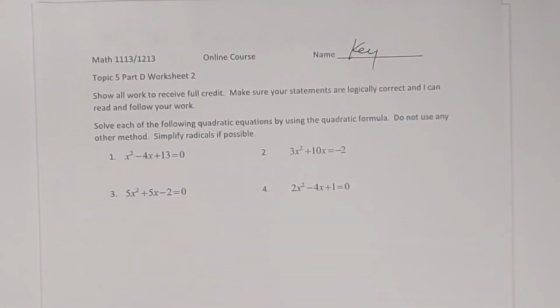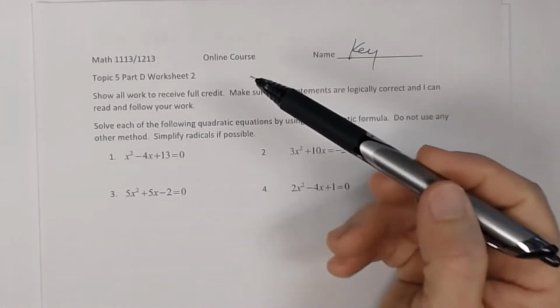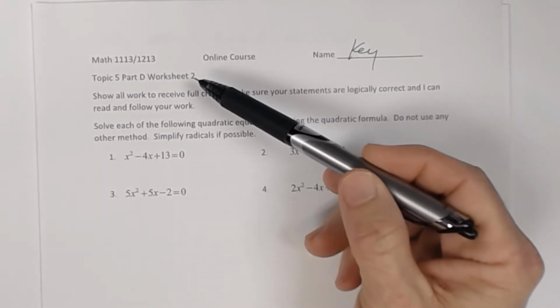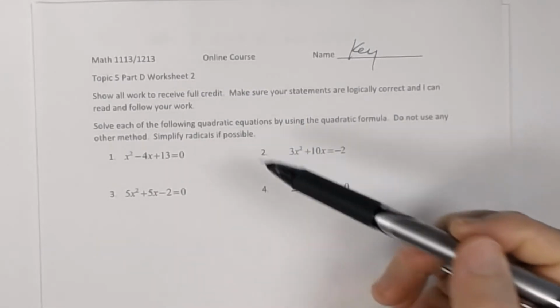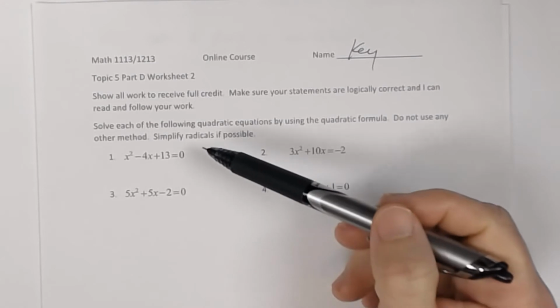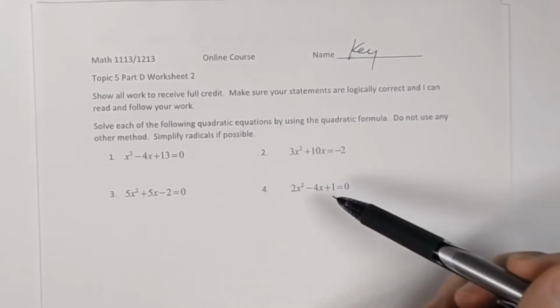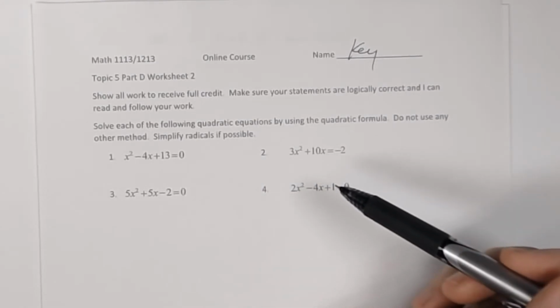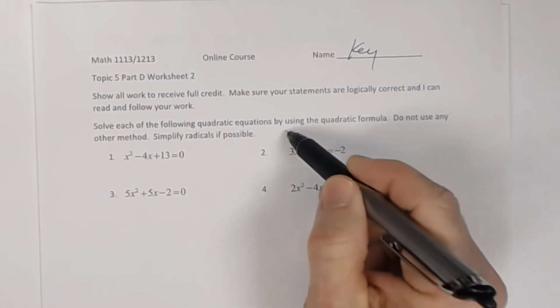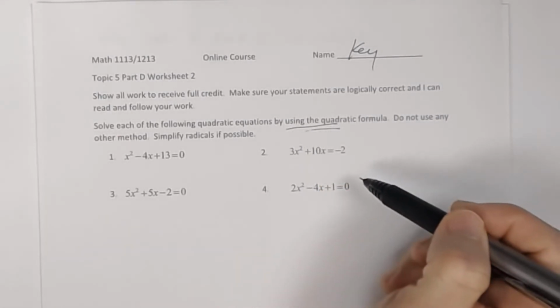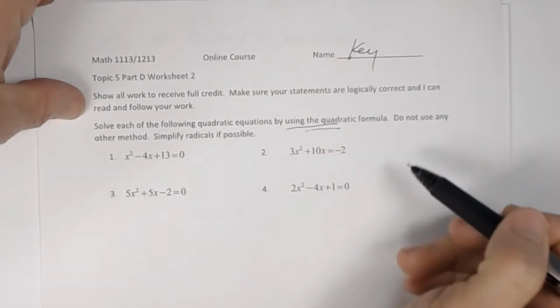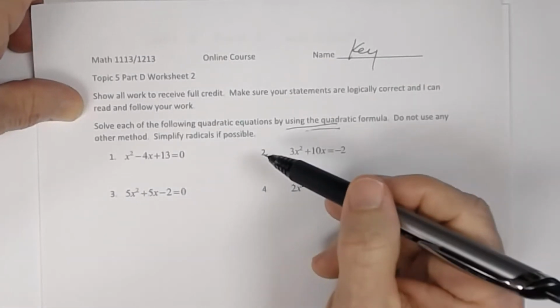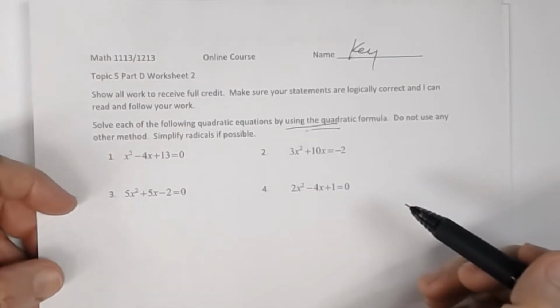This is the key to worksheet topic 5, part D, and this is worksheet number 2 on that topic, part D. So you have 4 quadratic equations, and you want to solve these quadratic equations using the quadratic formula. It says do not use any other method, and simplify radicals if possible. So let's look at number 1.